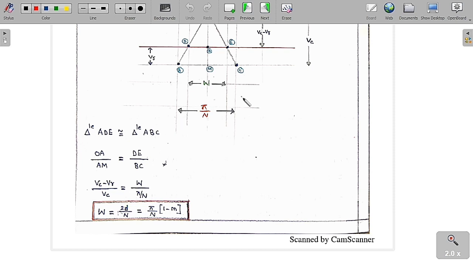So we can say that W is the pulse width of each pulse in half of the cycle, equal to 2d by capital N, which is pi by capital N into 1 minus M. M is the ratio of VR by VC. VR is always less than VC. And I have already told you capital N is equal to FC by 2FR. N means the number of pulses we are going to get in the output signal in half of the time period, and it is also equal to the number of pulses of the carrier signal in half of the cycle.